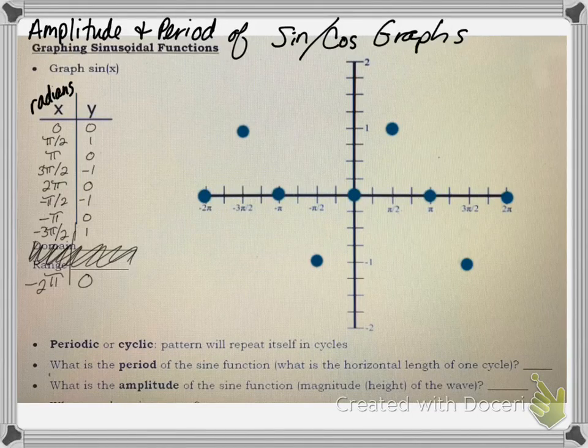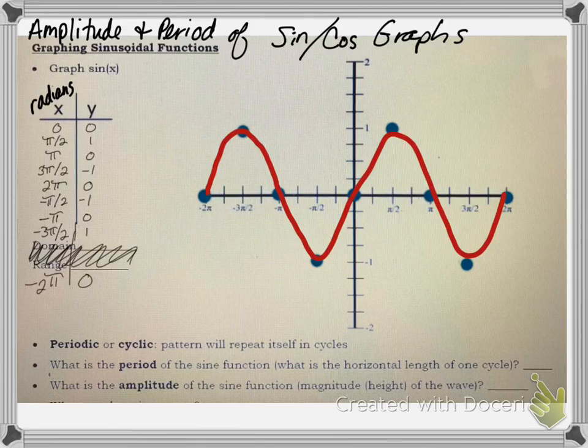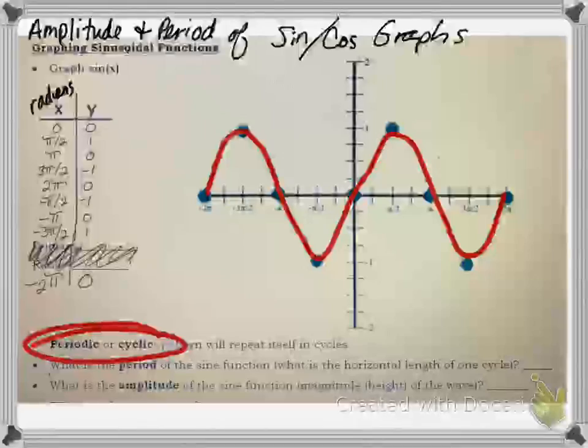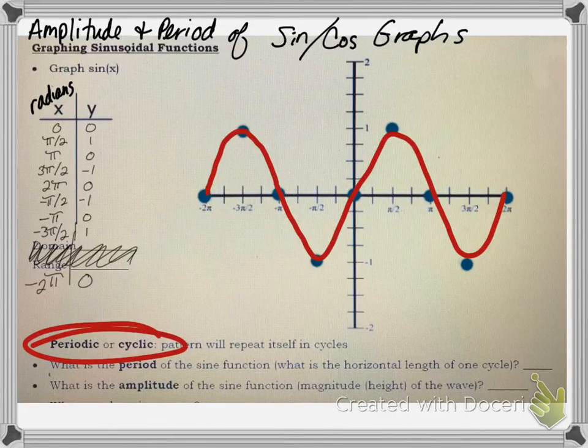My points are all graphed. Now I'm going to create the actual curve part. You can see it's the same pattern that's repeating. If I were to extend the graph further than 2 pi and negative 2 pi, it would look exactly the same. The reason is that it is a cyclic pattern, which just means it's going to repeat that same cycle each time.